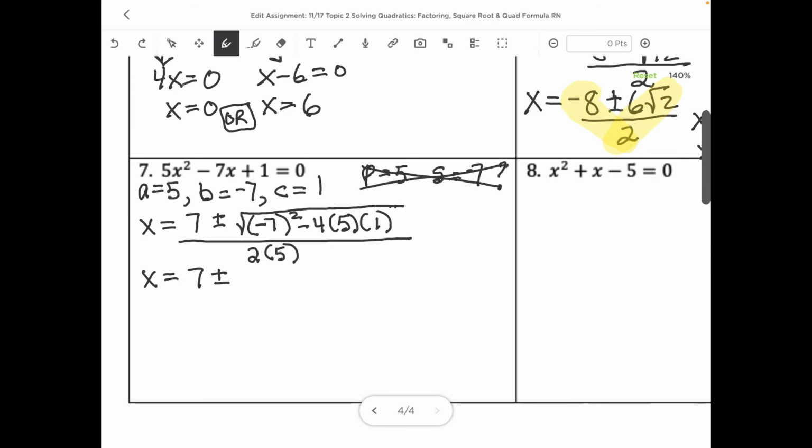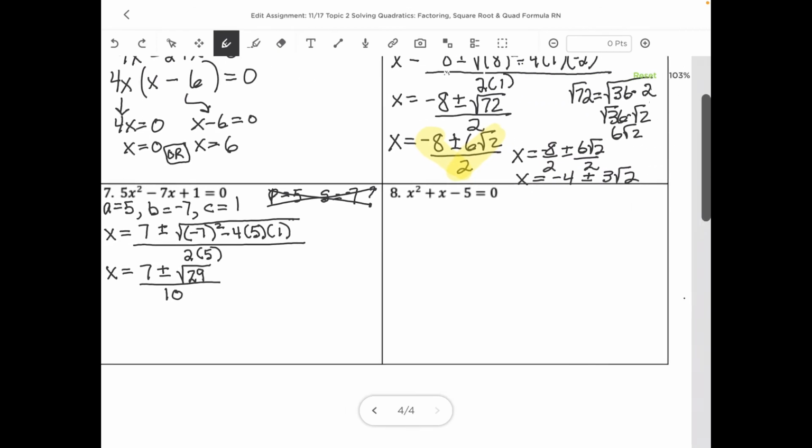So it's going to be 7 plus or minus the square root of, all right, so let's do the math. 49 minus 20 is 29, over 10. 29 is a prime number, and therefore that's your answer.